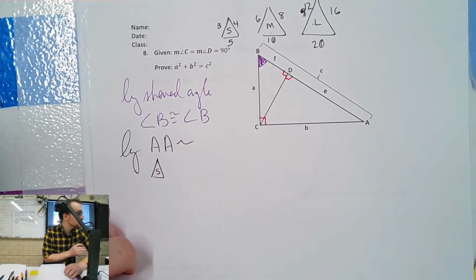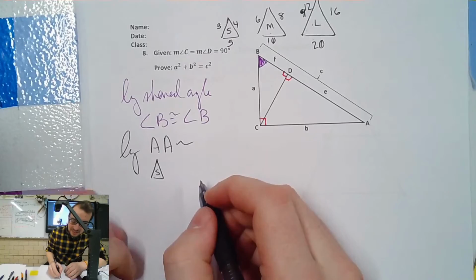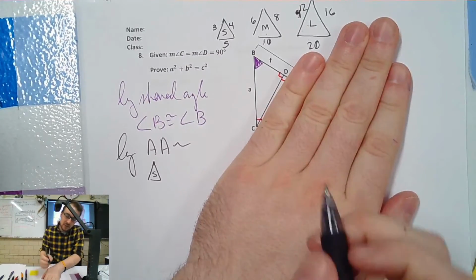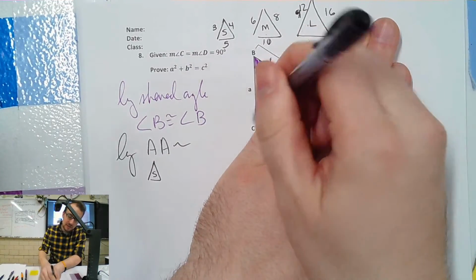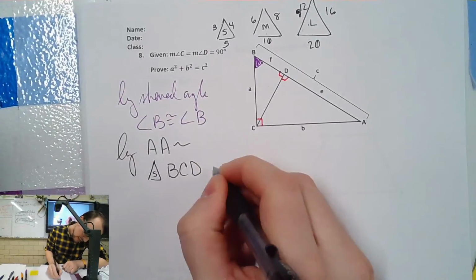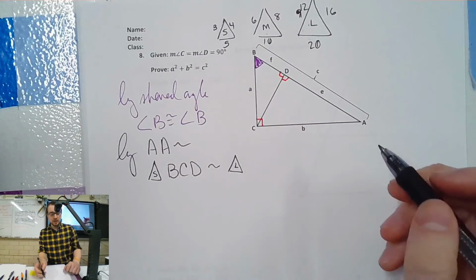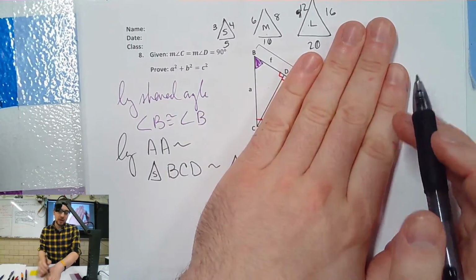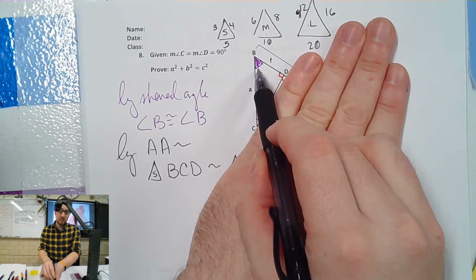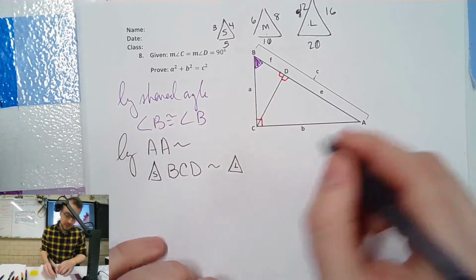I'm going to write S for small inside the triangle. We've got to call it by its big letters. I'm going to call it BCD. It is similar to the large triangle. What are the letters for the large triangle that match up? Well, check it out. In the small triangle, B is the purple angle, right? What's the purple angle in the big triangle? B. Also B. So B goes with B.